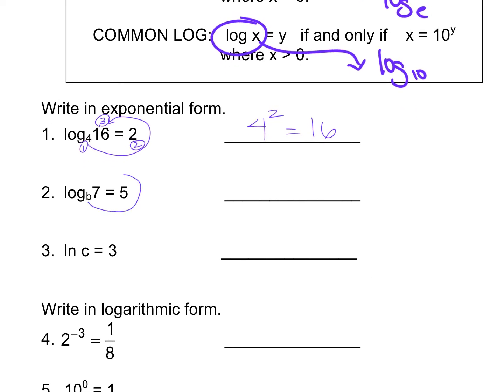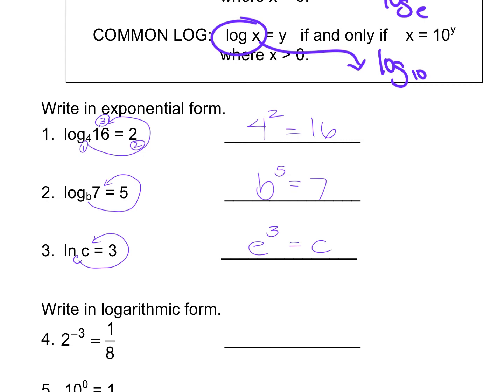So similar for this one. If I rewrote this in exponential form, it would say what? B to the 5th equals 7. Now 3 does not have a base written, but we all just discussed ln is the same as log base what? E. So if you need to think about there being a little base e down here, it would then say what? E to the 3rd equals c. We all feel like we can switch into exponential.